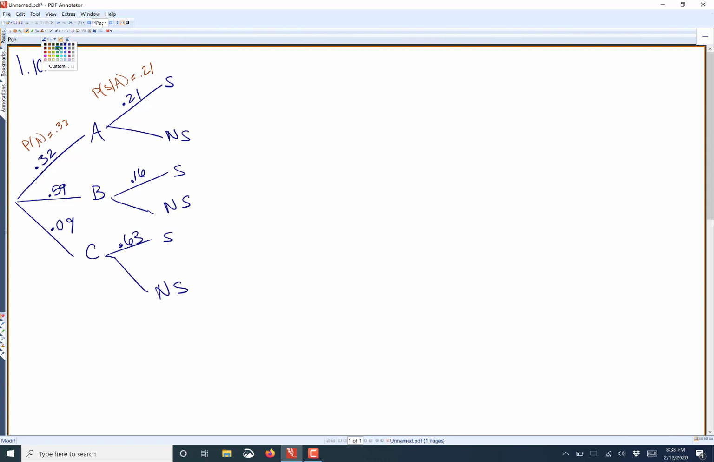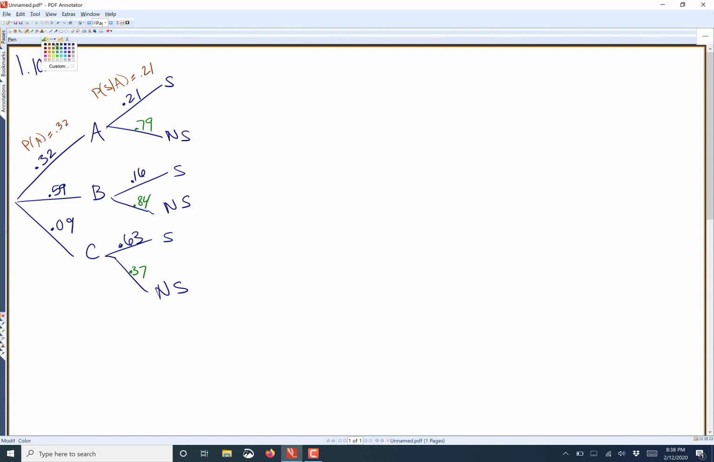Well, it's easy enough to do those because each individual set of branches always has to add up to 1. So this branch and this branch have to add up to 1. So 1 minus 0.21 will give me 0.79. And 1 minus 0.16 gives me 0.84. And 1 minus 0.63 gives me 0.37. So again, each set of branches should always add up to 1.